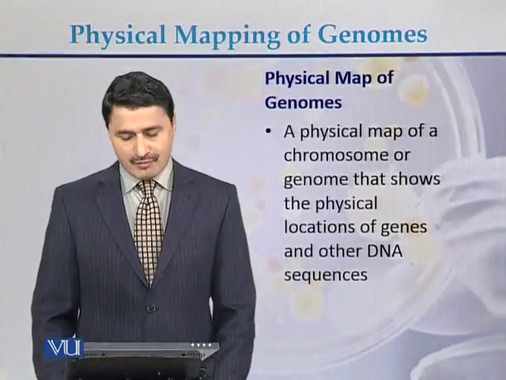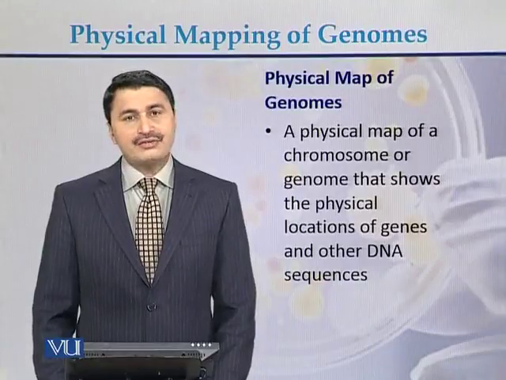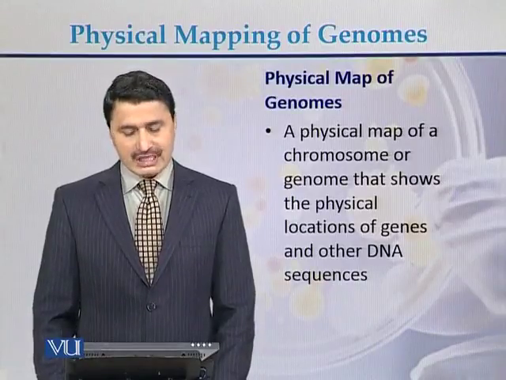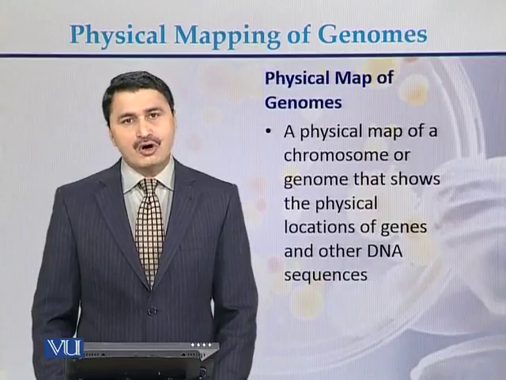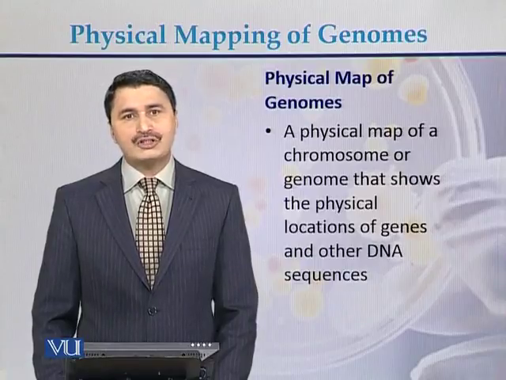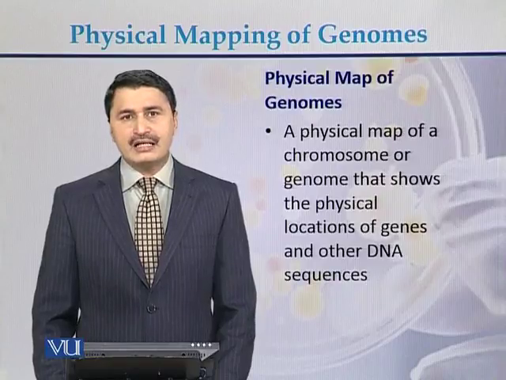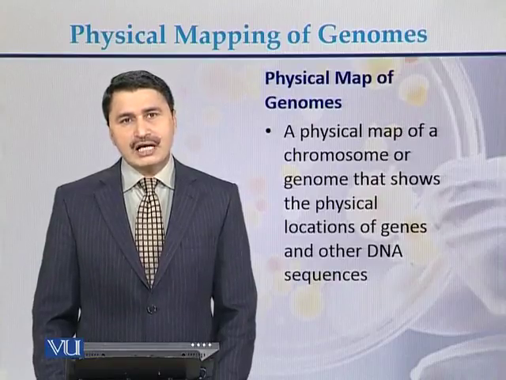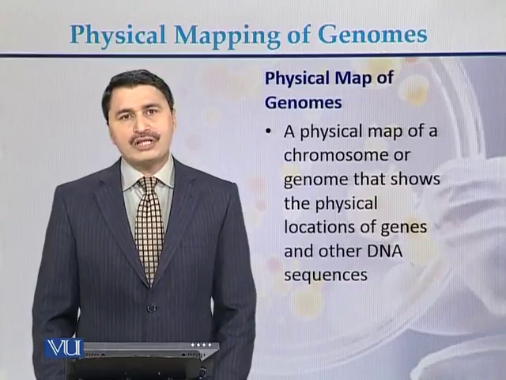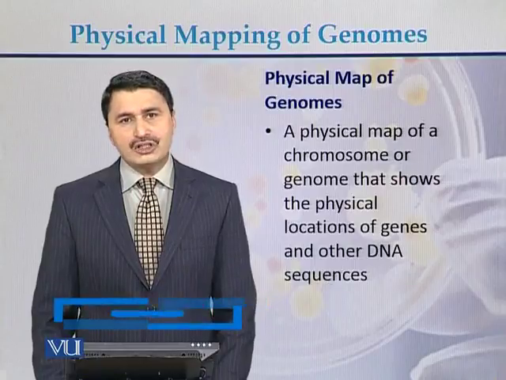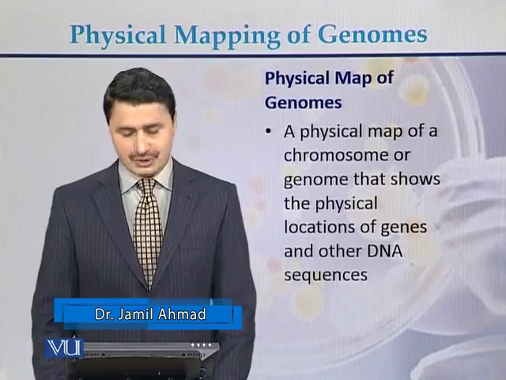A physical map of a chromosome or a physical map of a genome is such a map that shows the physical location of the genes and other DNA sequences on the chromosomes or on the genome. So if we define what physical mapping of the genomes is, a physical map is a map in which we can map the physical locations of the genes or the sequences of the DNA on the genomes.